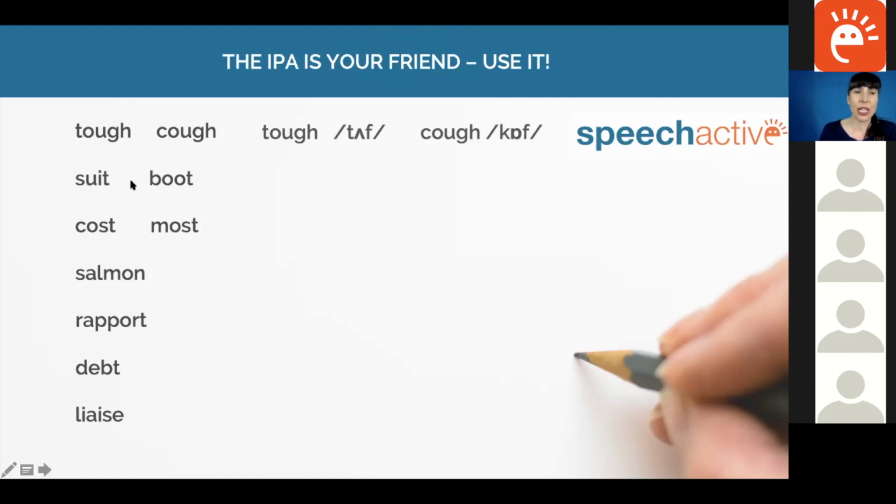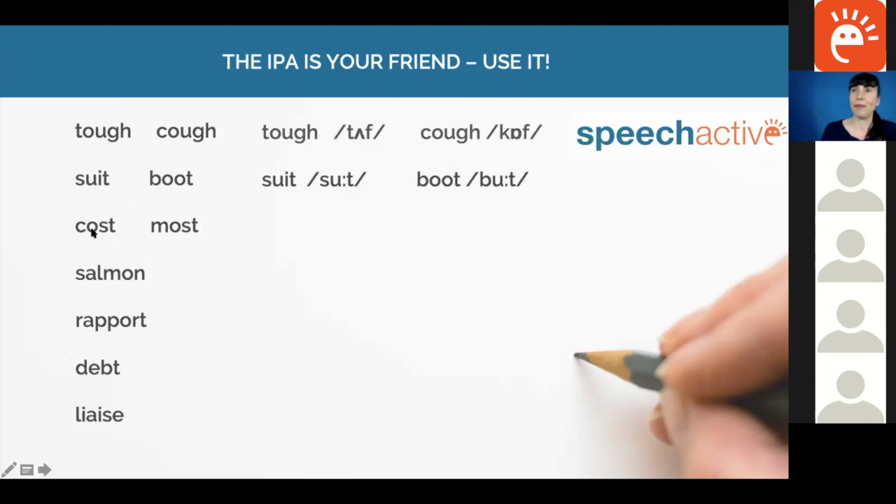What about these 2 here? Are the vowels sound the same or different? Okay, a lot of people are saying different. Some are saying the same. Let's have a look. The IPA will tell us. The vowels are exactly the same. We know it's long because of the 2 dots. Suit, boot. What about these 2?